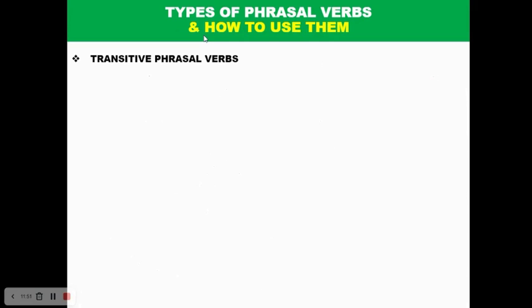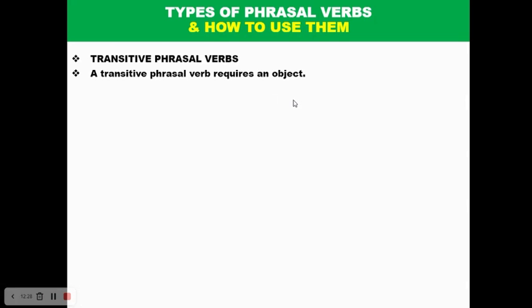Now, this brings us to types of phrasal verbs and how to use them. So let's begin to look at them. The first is transitive phrasal verbs. You have transitive and intransitive phrasal verbs. You have phrasal verbs that are separable and phrasal verbs that are inseparable. Now, let's look at them. But the two basic classes are transitive and intransitive phrasal verbs, just as we have transitive verbs and intransitive verbs.